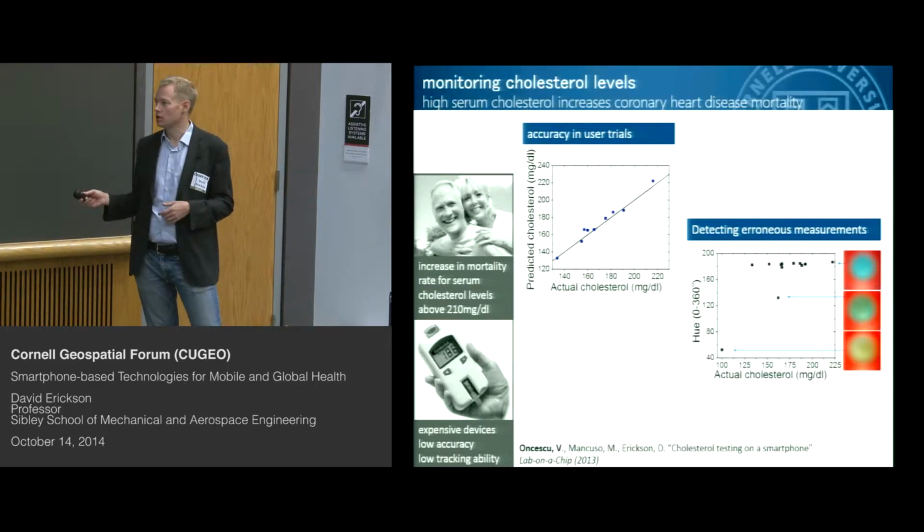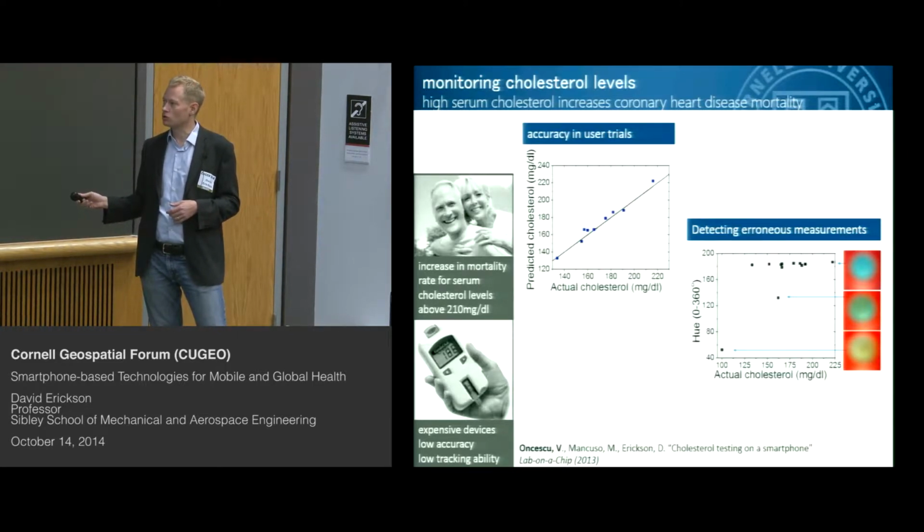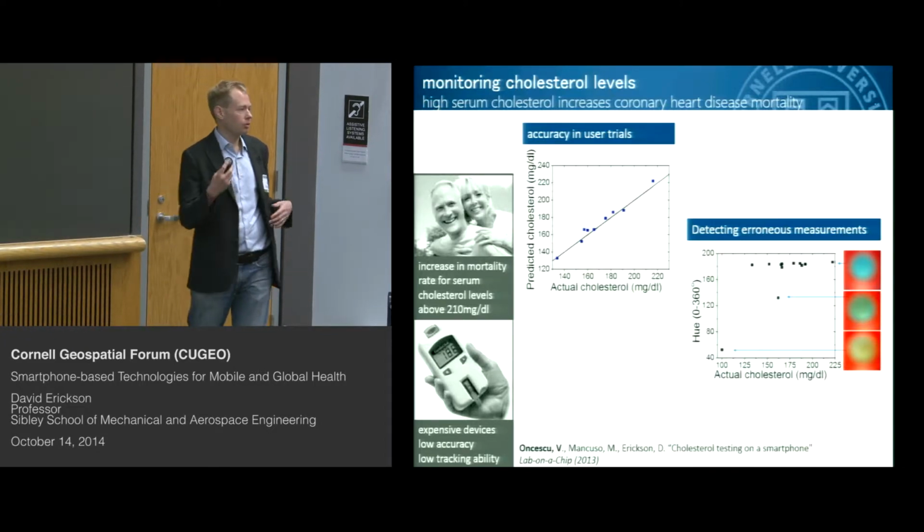This is an example of looking at the hue axis. We expect our measurements to be up here. When we get measurements that are clearly out of the range, it's a very easy way for us to diagnose either a bad strip or a bad user.